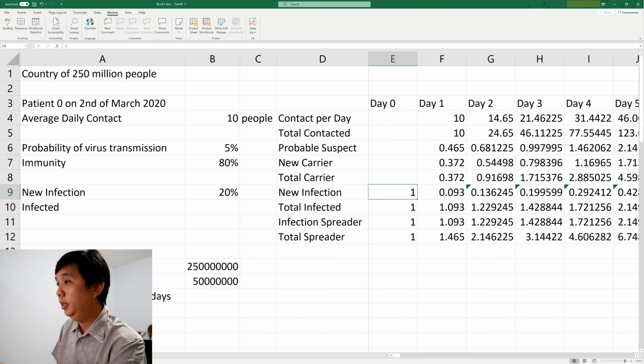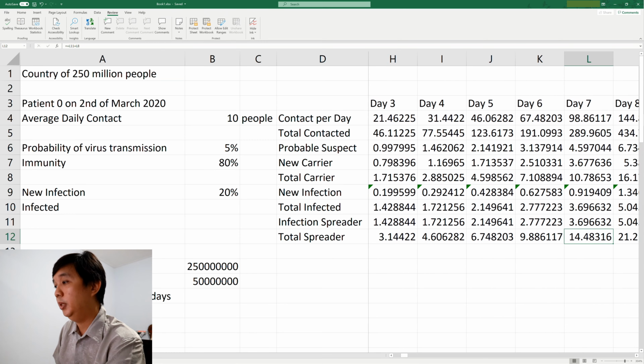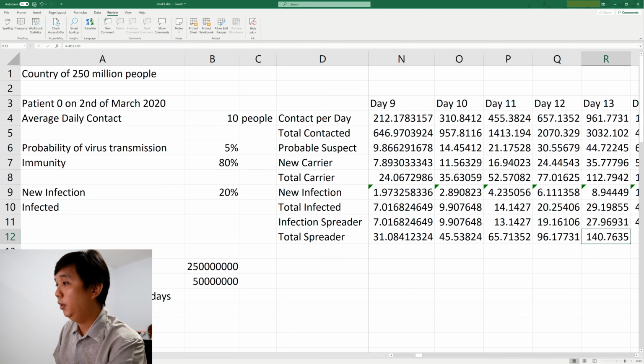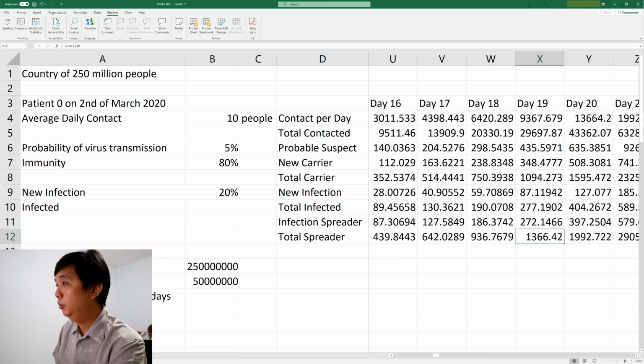We see day 1: we have 1 person infected, total infected 1, infection spreader is only 1, and total spreader 1. Day 1, total contact per day, total contacted, probable suspect, new carrier, total carrier, new infection is just around 1, it's negligible, approximately total spreader 1.5, which is fine. And we'll jump to day number 19.